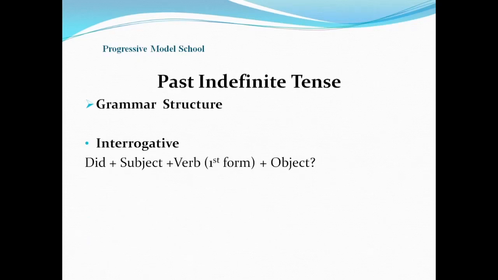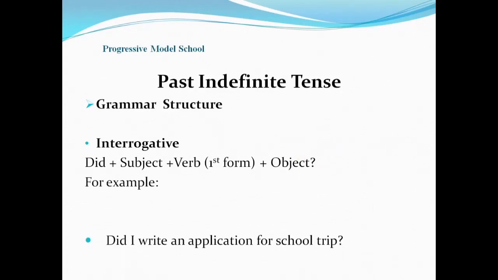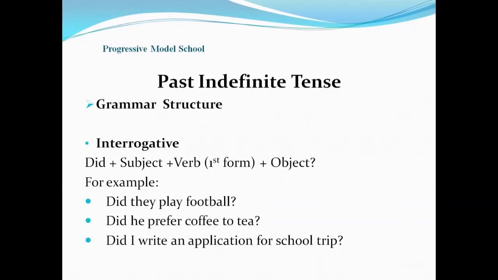For interrogative sentences, we'll write the helping verb did at the start of the sentence, then we will write the subject, then the first form of the verb, object, and we will put a question mark at the end of the sentence. For example, did I write an application for school trip? Did they play football? Did he prefer coffee to tea?